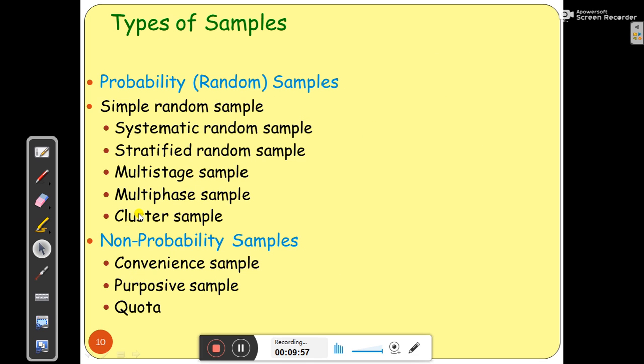Then there are various types of sampling techniques. Two main categories: probability samples, or you can say random samples, and the second one is non-probability samples. Inside those main categories, there are various types, such as simple random sample, systematic random sample, stratified random sample, multi-stage sample, multi-phase sample, cluster sample. In non-probability samples, there are convenience sample, purposive sample, quota sample. So we are going to understand each of them a bit throughout these lectures.